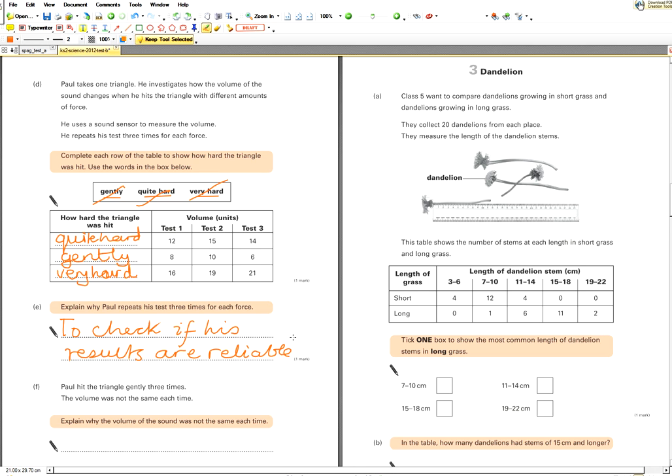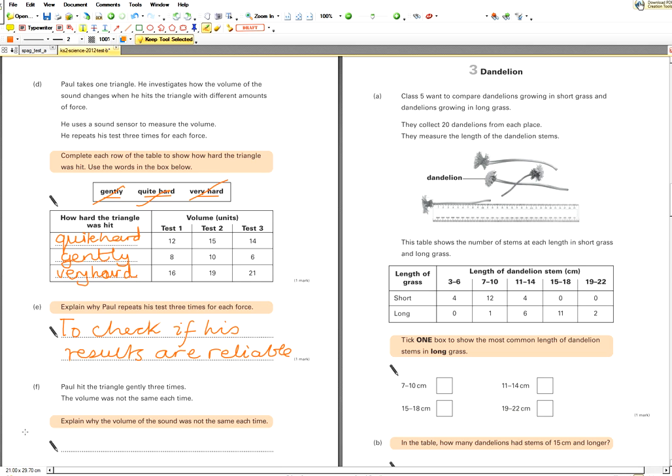Okay? Happy? Question F. Paul hit the triangle gently 3 times. The volume was not the same each time. Explain why the volume was not the same each time. Okay, let's have Zainab. He must have done it a bit harder. So Paul may have hit the triangle harder on different hits. So it's difficult for him to make the hits the same. So it is hard to hit the triangle with exactly the same force each time.